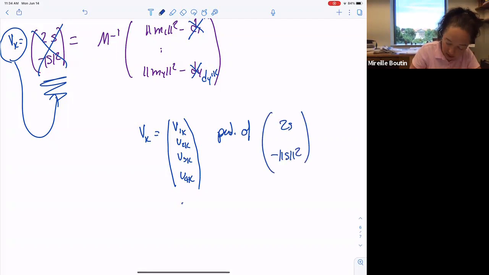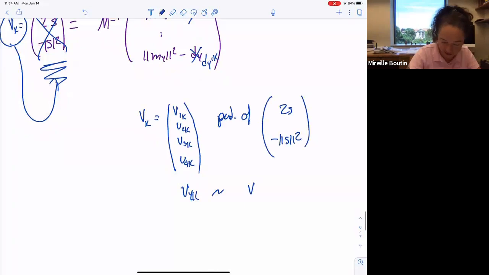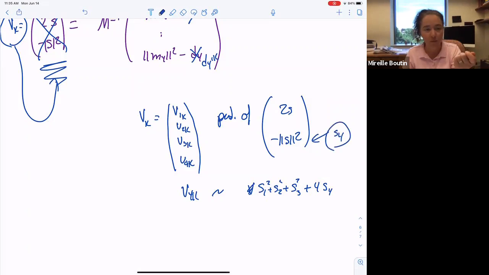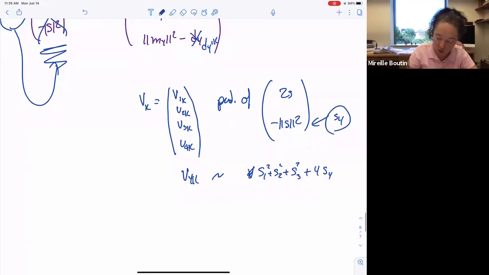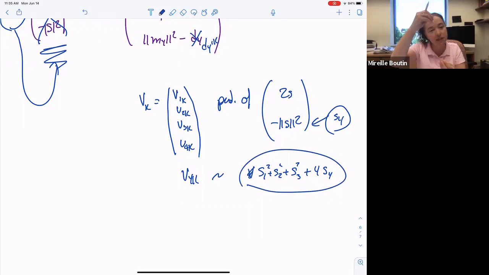In particular, if I take my V4K, this should be a perturbation of my S1 plus S2 plus S3 squared plus 4 times S4, if you think of that as the fourth direction. So once you reconstruct, you get 4 entries, and there's an algebraic relationship between these entries. That algebraic relationship, you can see what it looks like for each of your samples.